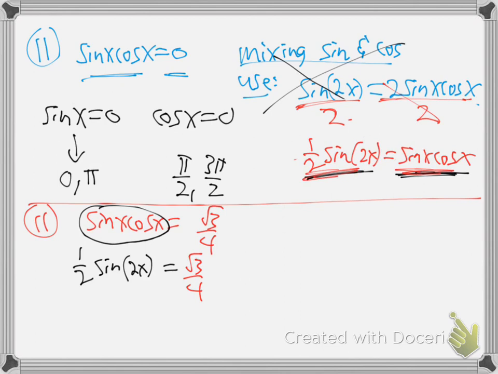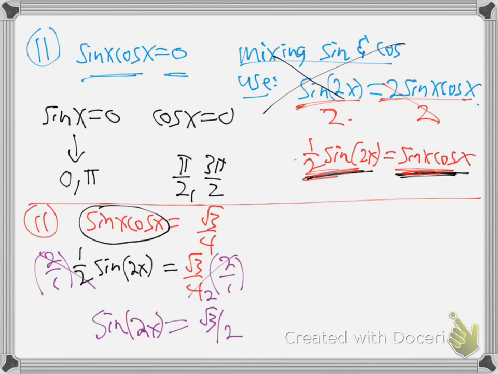Okay. Now, is that good? That is good. Because now it's just one sine. I can solve it now. Let's get that sine. What do I do to get that sine alone? Got to get rid of that half. How do I get rid of that half? Multiply both sides by 2. Multiply both sides by 2 over 1, or just 2. Boom. Sine 2x equals 2 goes into 4 2 times. Root 3 over 2. Bring it up here.